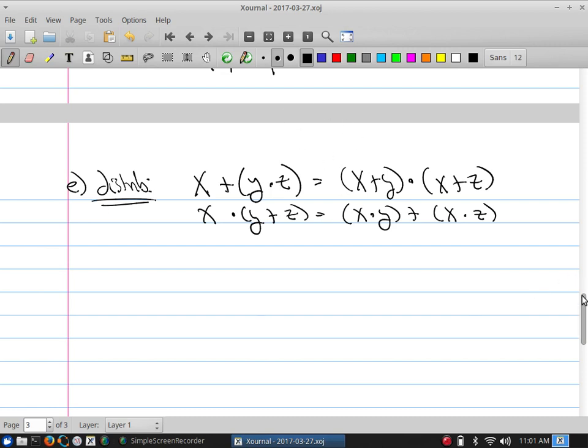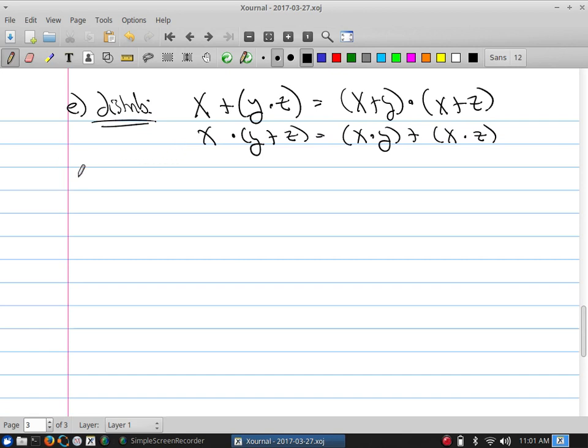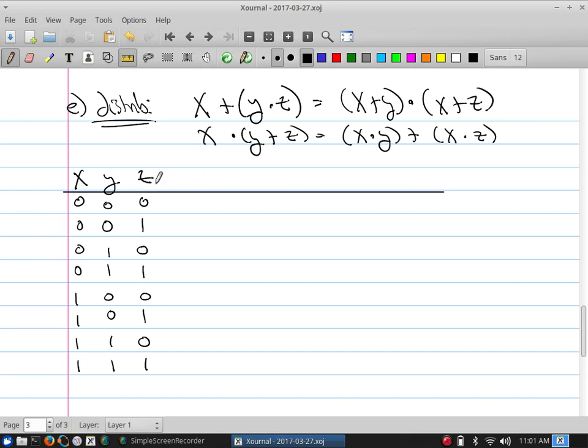But how would I actually do this? What would I need? I would have to go X, Y, Z. How many rows for the bit table? There'd be eight. And so if we start off with zeros, we'd go 0, 0, 0, 1, 1, 1, 1, 0, 0, 1, 1, 0, 0, 1, 1, 0, 1, 0, 1, 0, 1, 0, 1. And then what would you do? You'd go over here and then do a bunch of work until you saw eventually x plus y dot z.